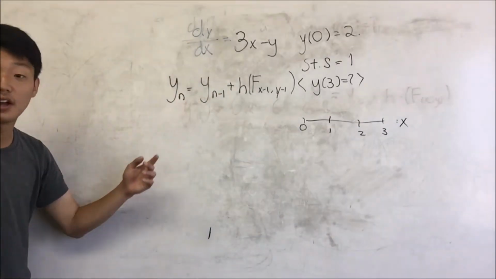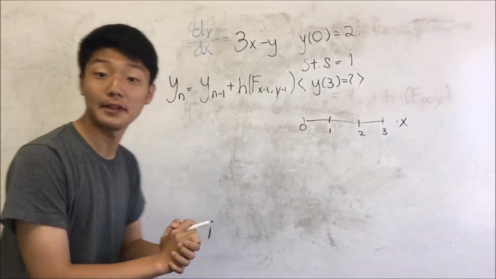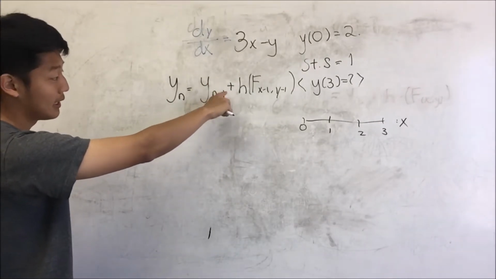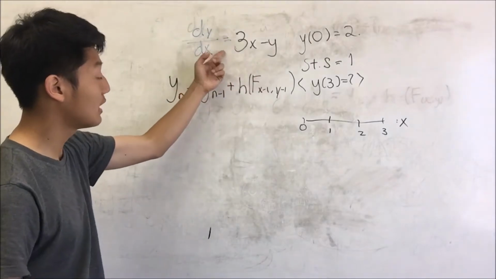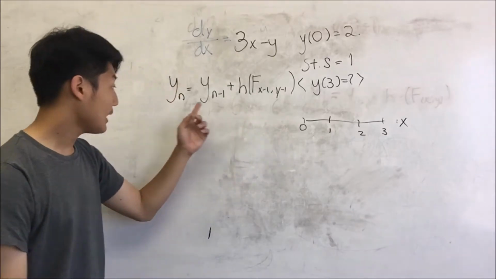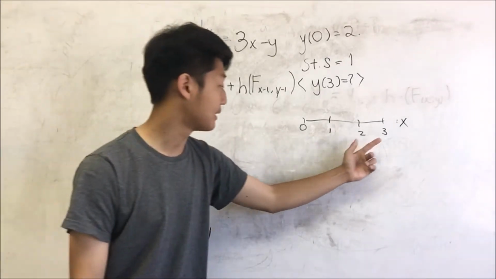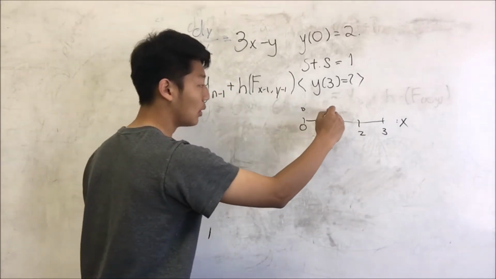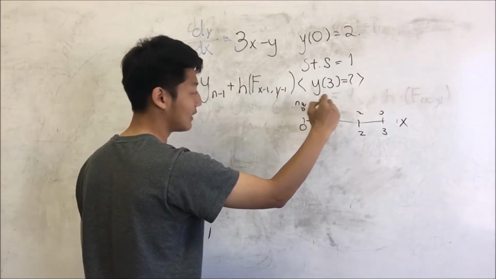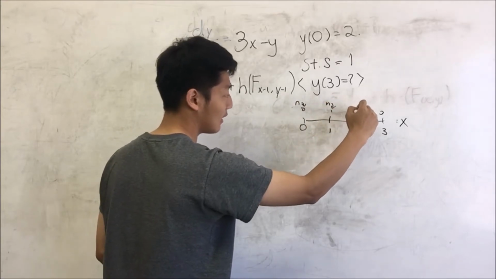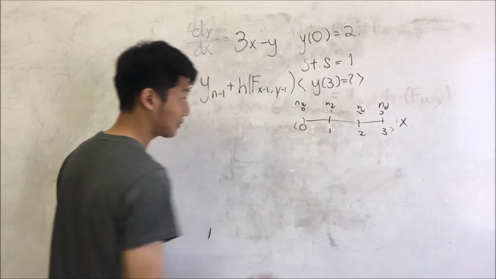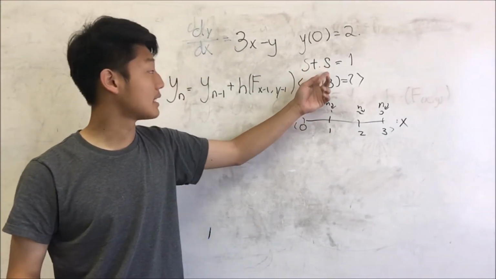The equation of Euler's method is yn equals yn minus 1 plus h times the function, evaluated at x n minus 1 and y n minus 1. So this n and n minus 1 is like this. We'll call these 0, 1, 2, 3. The steps are the ends, and these are the x values. I do this because the step size is 1, right?